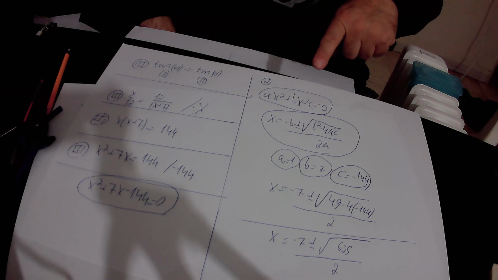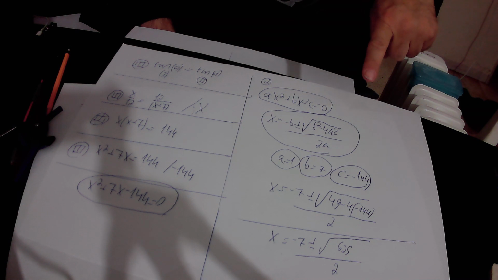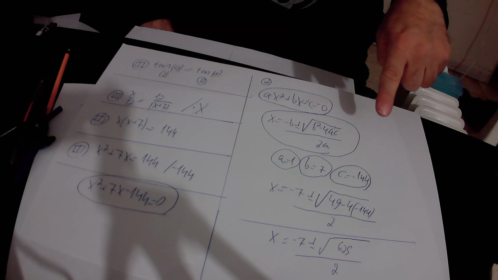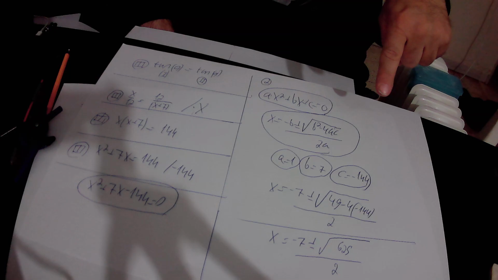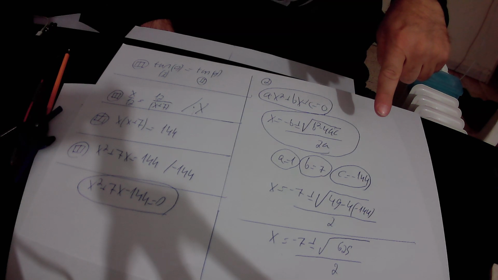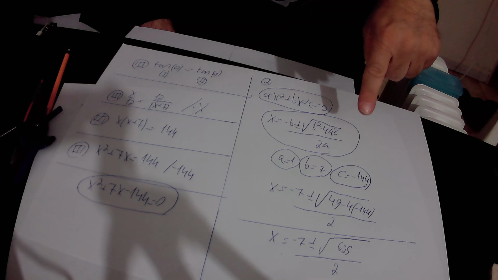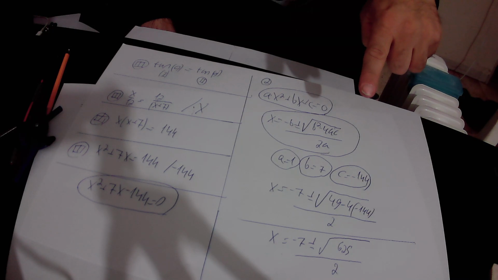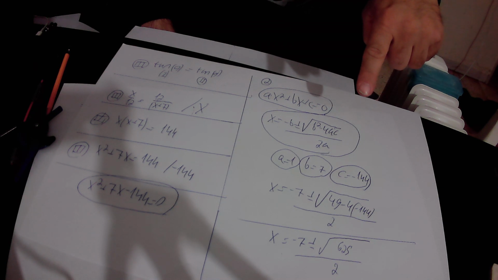So here we get that x equals minus b. b is 7, therefore minus b is minus 7, plus or minus the square root of b squared. b is 7, therefore b squared is 7 squared, that is 49. Minus 4 times a, which is 1, times c, which is minus 144. So inside the root we have 49 minus 4 times minus 144, which is plus 576. 576 plus 49 in total equals 625. So inside the root we are left with only 625, over 2a, and since a is 1, 2a is 2.